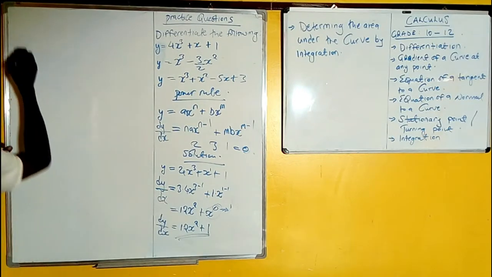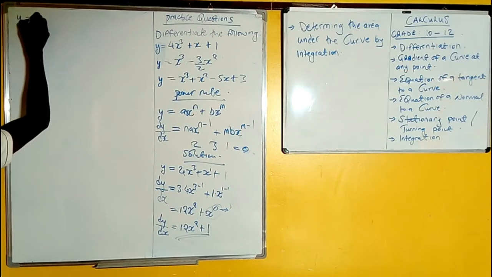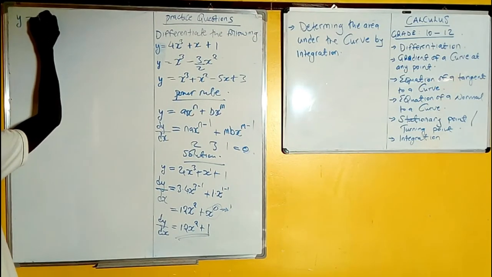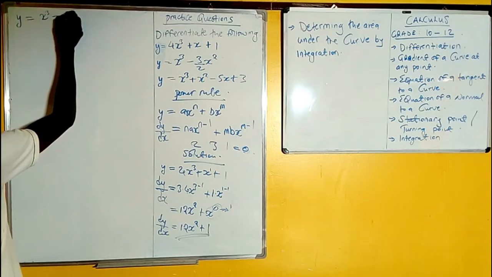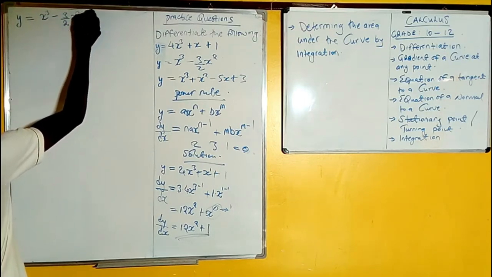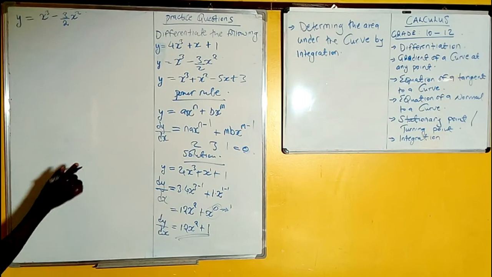Okay, let's go to the second question. This one says y equals x to the power 3 minus 3 over 2 x to the power 2. So we still follow the same principle.